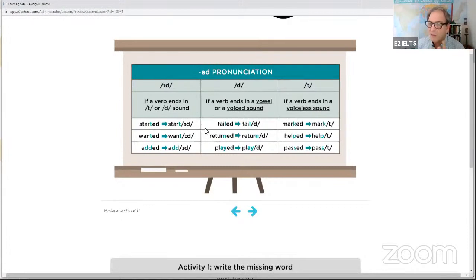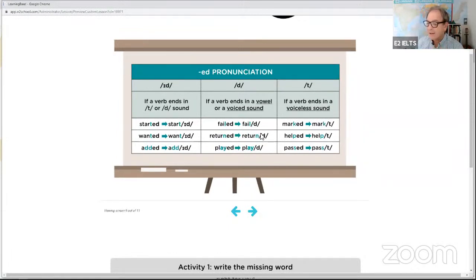Play, vowel, played. So started, failed, and if a verb ends in a voiceless sound like mark, help, pass, our vocal cords aren't involved, we end up with a t sound. Marked, helped, passed. Started, failed, marked. Ud, d, t.